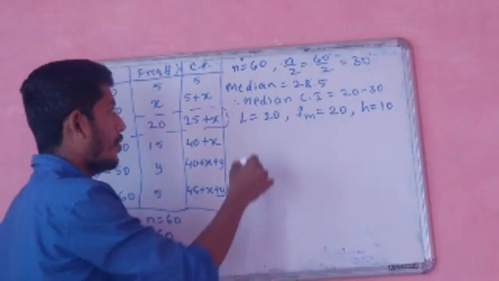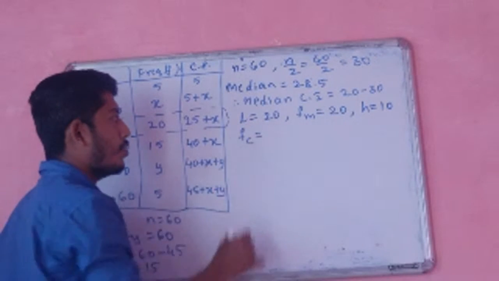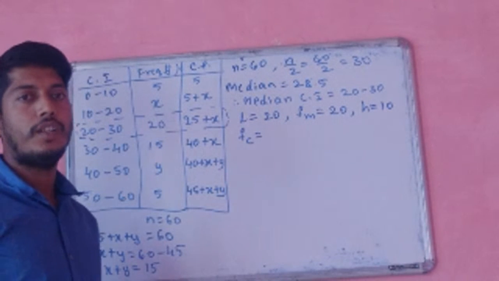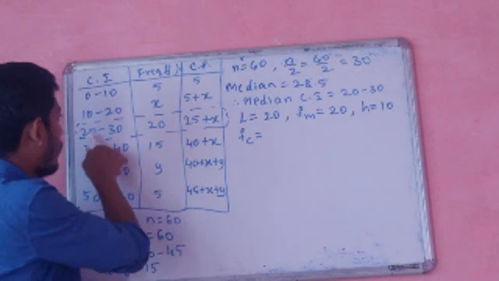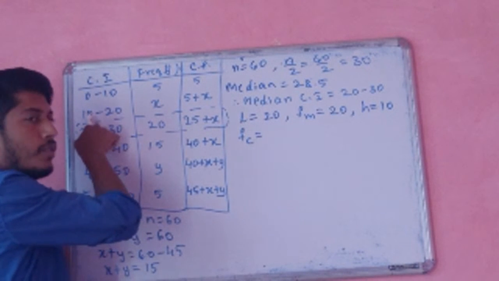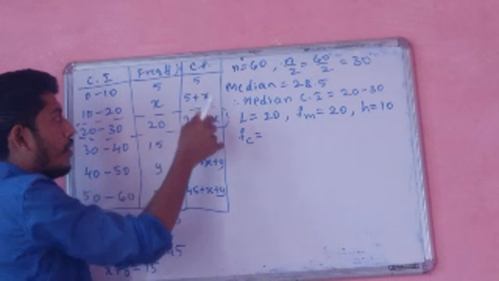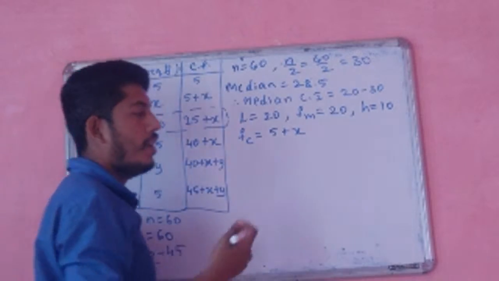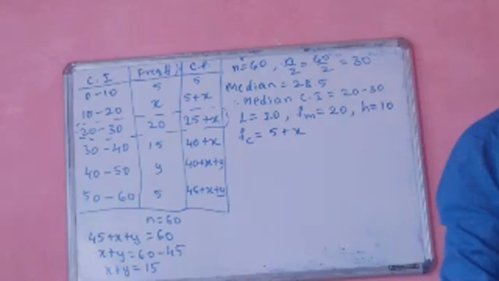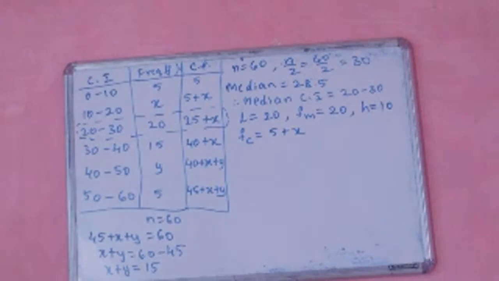The next one is fc, the cumulative frequency of the class interval preceding the median class interval. The preceding class interval is 10 to 20 and its cumulative frequency is 5 plus x. So here we got all the values of the variables in the formula.